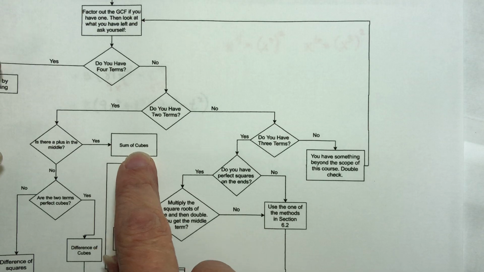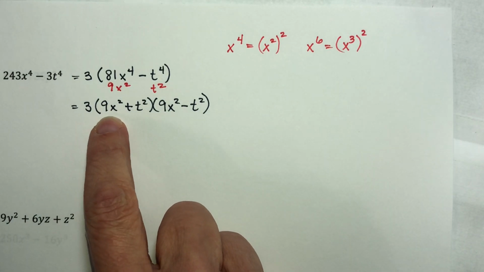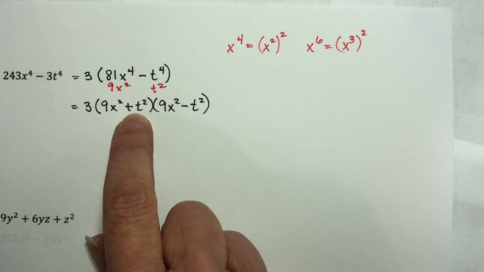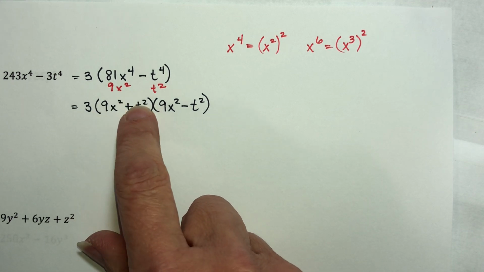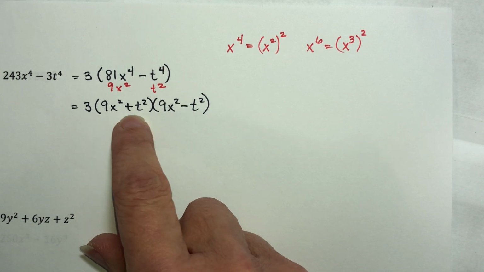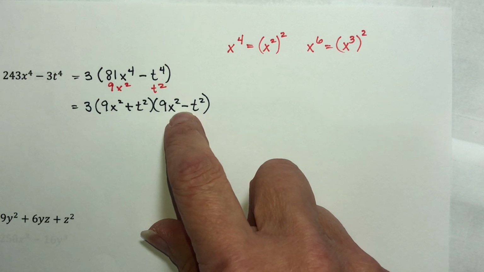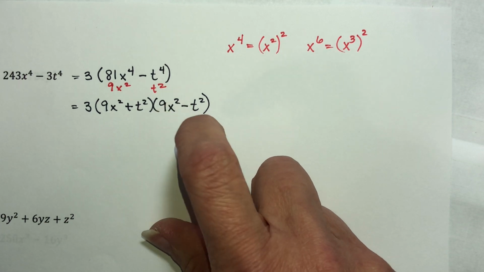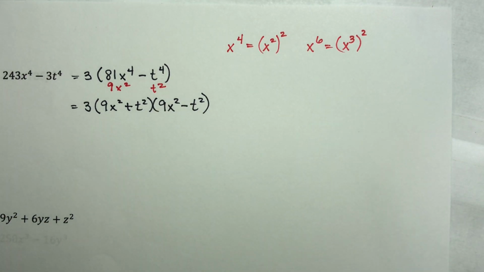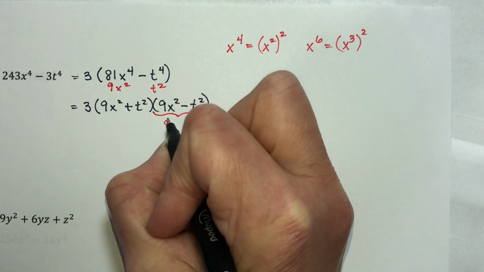Yes. Do I have a sum of cubes? Well, 9 is not a perfect cube. X squared is not a perfect cube, nor is t squared. So this is not a sum of cubes. It's not a difference of squares. There's nothing I can do with this one. But right here, I have a minus sign in the middle, and I have perfect squares. So this one is another difference of squares.